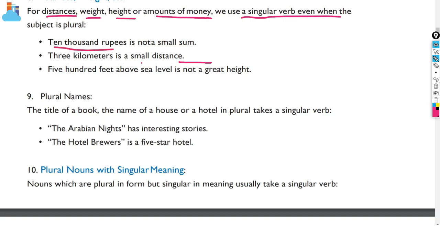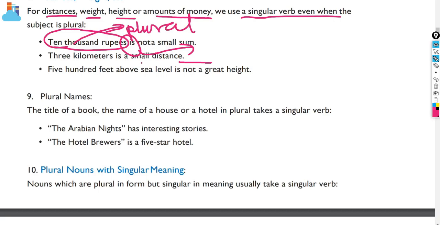10,000 rupees. This is what? This is plural. Now, normally speaking, it was supposed to take what? 10,000 rupees are not a small sum or amount. ऐसा होना चाहिए था according to the rule. लेकिन ऐसा नहीं है. कुछ rule का exception होता है. ये भी मतलब rule का exception है.